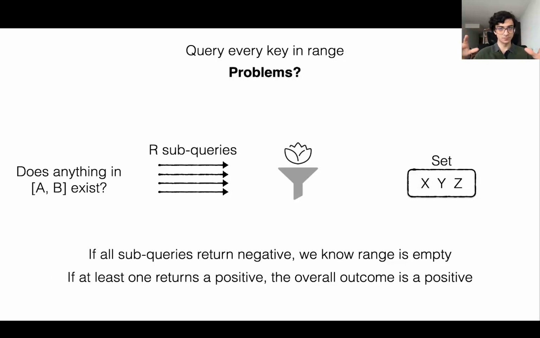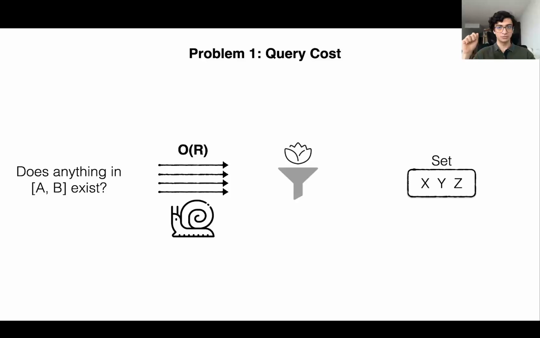So this approach works, but it has three core problems. The first problem is that the query cost is very, very high. This is because we're issuing one subquery for every key in the range, meaning that the query cost is linear in the length of the range, which might be huge.